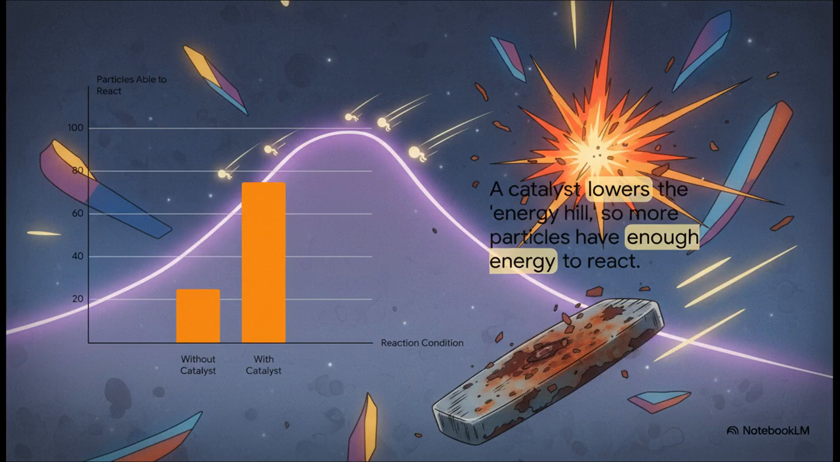So look at it this way. Without a catalyst, you've got this really high energy hill, and maybe only a few of your particles have enough energy to make it over. But when you add a catalyst, that hill gets a lot smaller. And now, suddenly, a whole bunch more of your particles have enough energy. They can afford the entry fee to get over and react. That's why catalysts are so incredibly powerful.